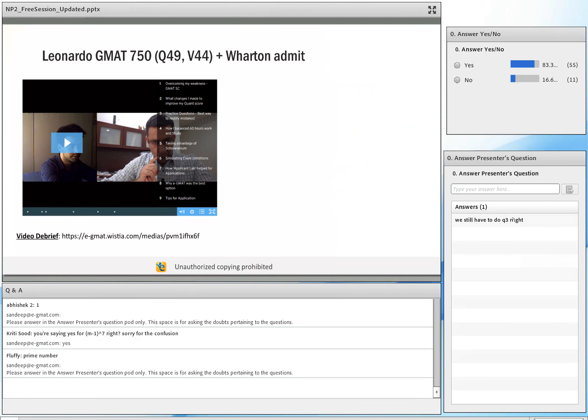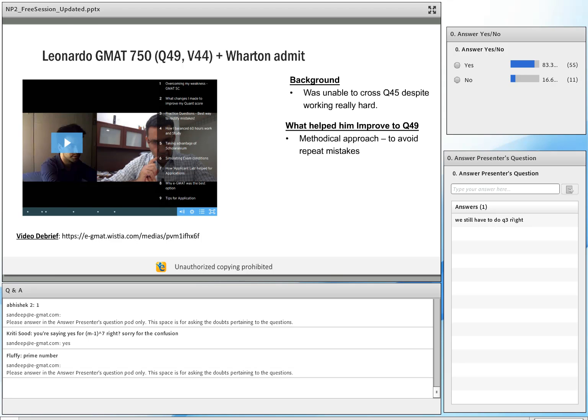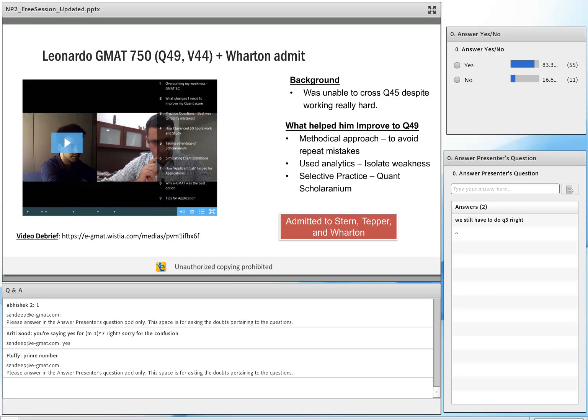Here's a guy who was stuck at a Q45, followed the same approach, and got to a Q49. Same thing, same process skills. Math wasn't a problem, process skills were a problem. The ability to understand why the math works was a problem. So for him, the key thing was, because he's already at a Q45, to figure out where he was lacking and then improve upon it. He's a current student at Wharton. He'll be graduating towards the end of this year.